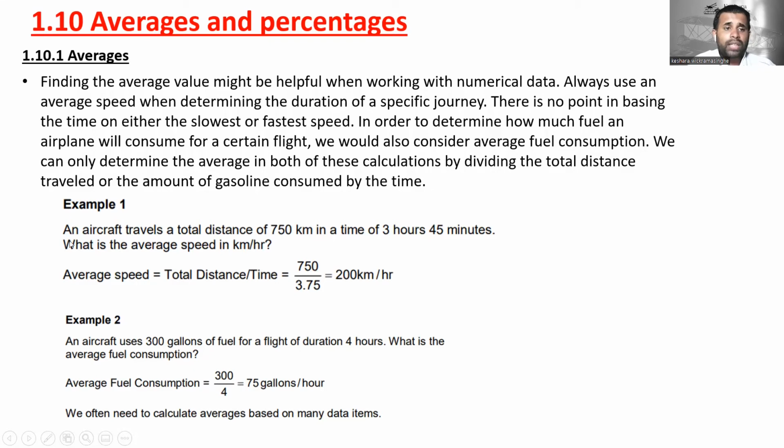Okay. Right. So example, an aircraft travels a total distance of 750 kilometers in a time of 3 hours and 45 minutes. What is the average speed in kilometers per hour? So then average speed is total distance divided by time. So the average speed is 200 kilometers per hour. Example 2: an aircraft uses 300 gallons of fuel for a flight of duration 4 hours. What is the average fuel consumption? So then average fuel consumption is 300 divided by 4. The answer is 75 gallons per hour, right? So we often need to calculate averages based on many data items, right?